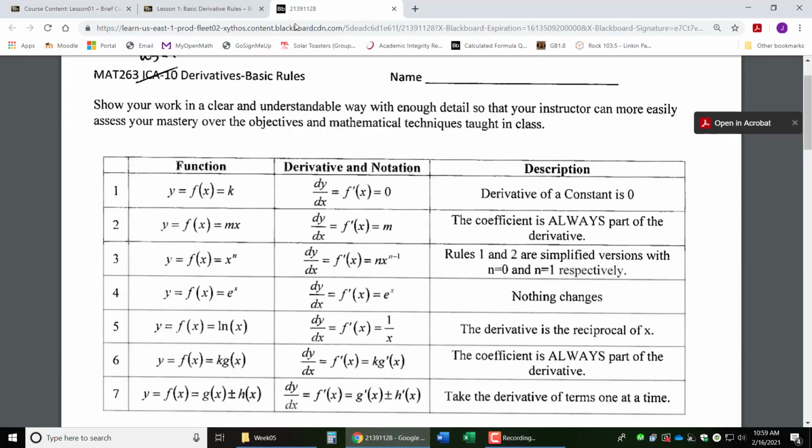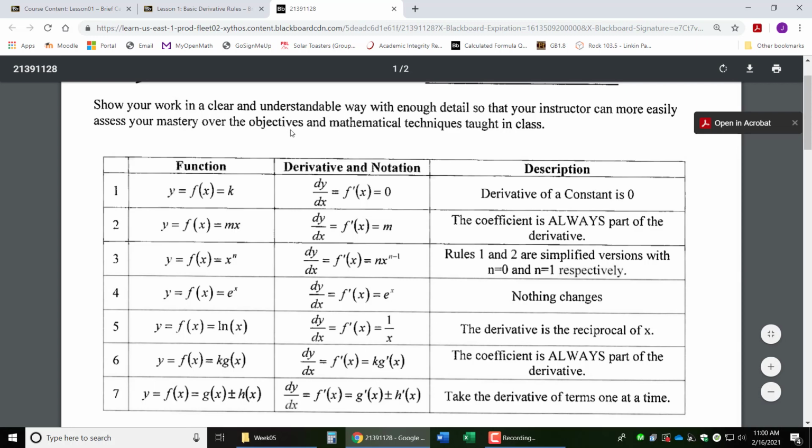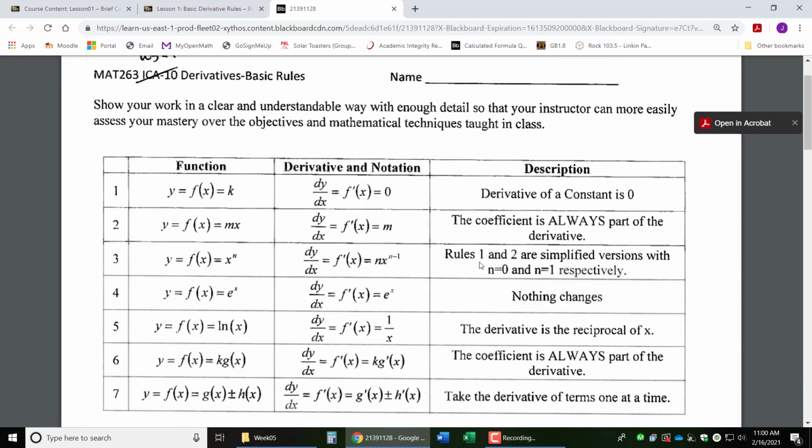Alrighty, let's take a look at week 5, our first lesson on the derivative shortcut rules. And you can see there is a long list of different rules here. There are kind of 3 primary rules. Number 3 is the power rule. And you can see rules 1 and 2 are just simplified versions for the cases where n equals 0, that's rule 1, and n equals 1, that's rule 2. So they're all variations on that same thing.